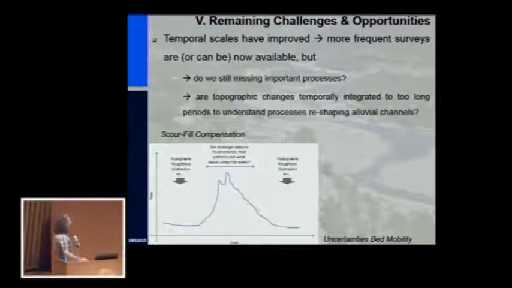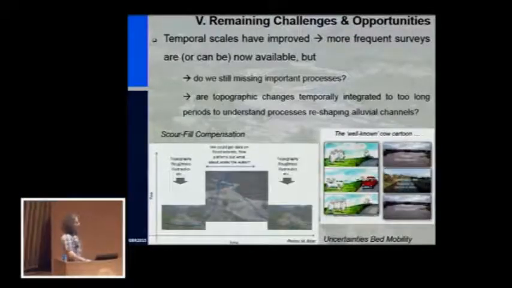That's an example of what we want to say. We are able to get topography and roughness just before the floods and after the floods. But what's going on during the floods? What's going on under the water when we are not able to get much topography? We use that well-known cartoon, the cows cartoon. We are able to see the cows in low flow conditions, but what's going on during the flood? We're missing some information that is very important in terms of compensation and bed mobility.